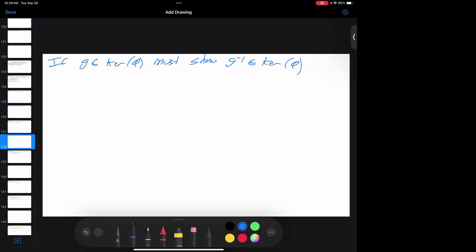So what would be a good expression to look at? I need a relation involving G and G inverse. So what can I start off with? What do I know? What relation do I have between G and G inverse? Yes, excellent. G times G inverse is the identity. We'll leave it like that because it's so important. What should we do to both sides?